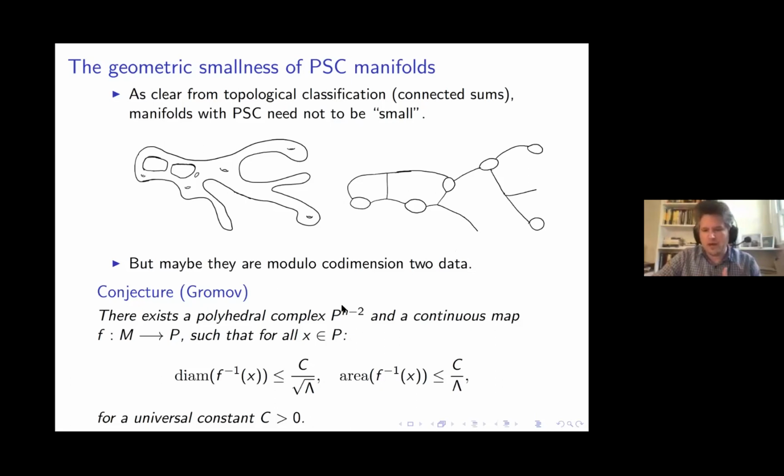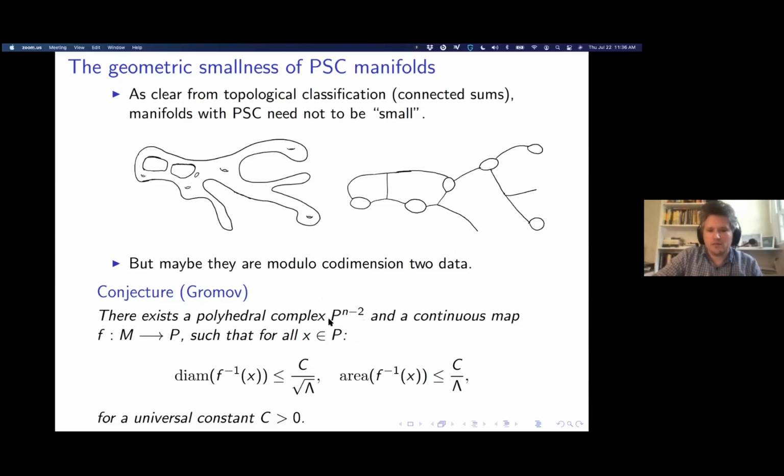So up to some point, you have no control just from the scalar curvature alone. You have no control what this polyhedral complex looks like. Okay, so we have no idea. This could be very complicated, but that's all, in the sense that there is a map from the manifold to that complex, and the preimages of the map, the scalar curvature does control that. So this is somehow the geometric smallness that we are after.